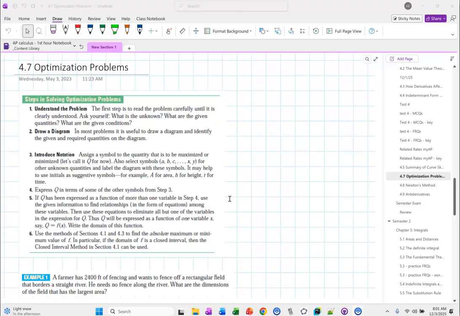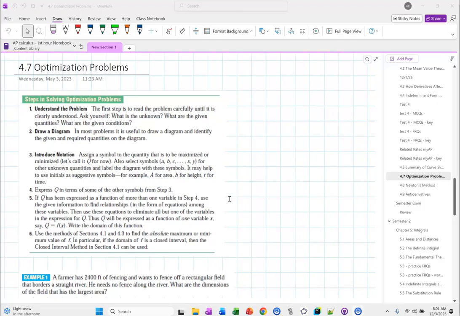So again, in step 5, it also suggests to write the domain for the function. That's going to be critically important, that you make sure to remember to do that. I know that was in there somewhere, I just forgot to say it.